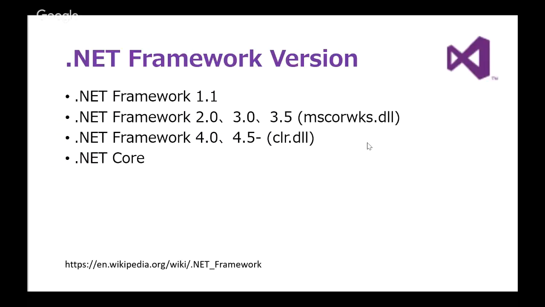And we have .NET Framework versions. So .NET Framework 1.1, 2.0, 3.0, 3.5, 4.0, 4.5, and now 4.8 is the latest, right? 4.8.1, I don't know. And we also have .NET Core. If you look at the Wikipedia page, it has all the detail on when each version was released. All right, so that's a basic idea of the .NET Framework.